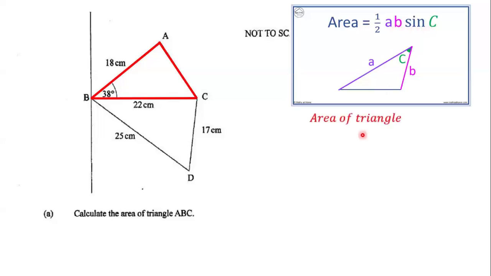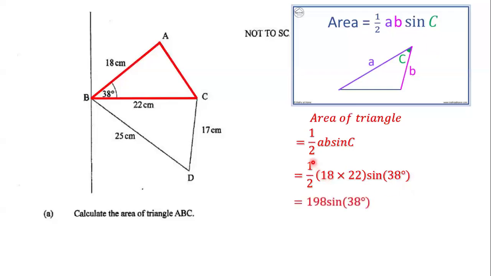And so here, in order to figure out the area of this triangle, we're going to use this formula, half ab sine C. And here, we're going to let a equal 18. So a is 18, b is 22, and the angle C is going to be 38 degrees. So we have a half multiplied by 18 multiplied by 22 multiplied by sine of 38 degrees.